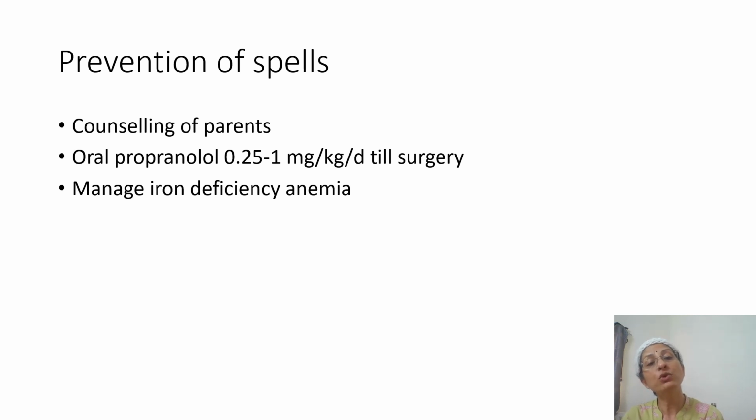Secondly, you have to start the patient on oral propranolol in doses which I have mentioned here, till the patient is posted for surgery. And surgery has to be done as early as possible, because sometimes these spells can be life-threatening. One important point, especially in our Indian scenario, is that children who have iron deficiency anemia are known to have a very high incidence of development of spells. Therefore, you must treat the iron deficiency anemia.